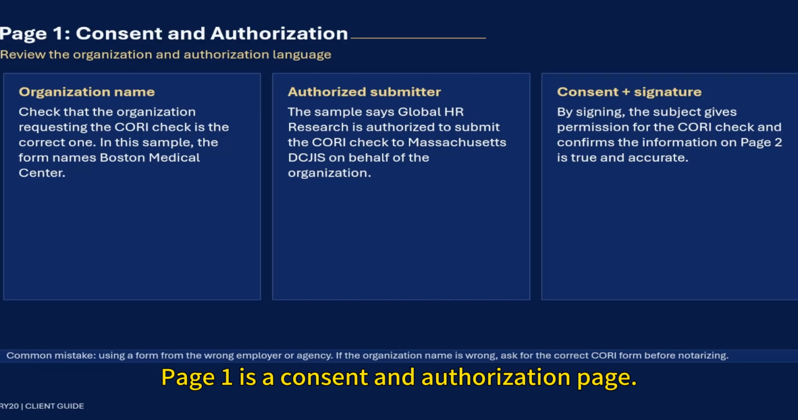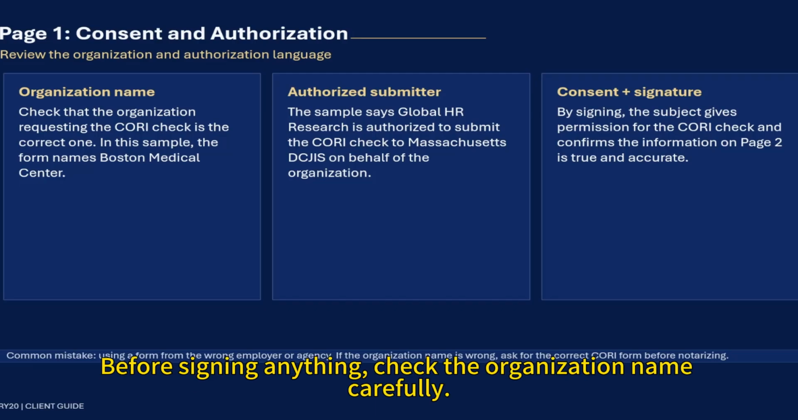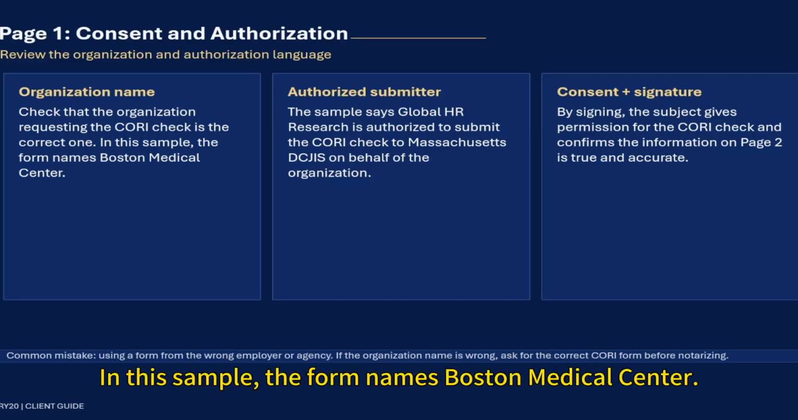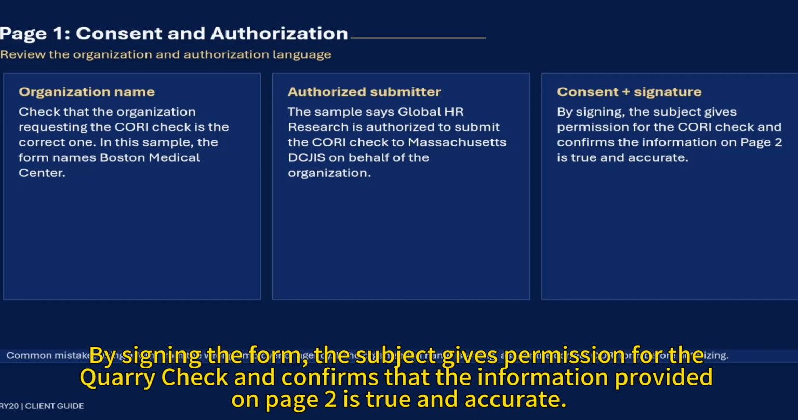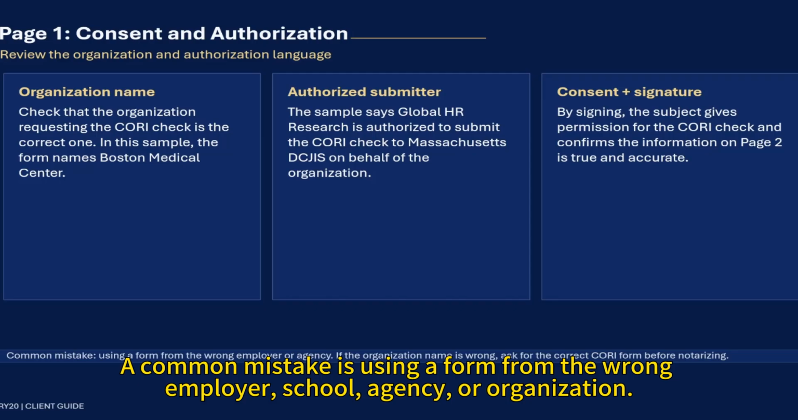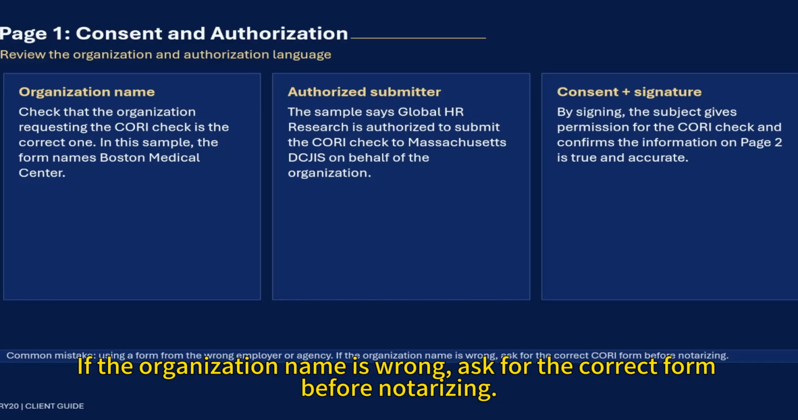Page 1 is a consent and authorization page. Before signing anything, check the organization name carefully. In this sample, the form names Boston Medical Center. The form also states that Global HR Research is authorized to submit the CORI check to the Massachusetts Department of Criminal Justice Information Services on behalf of the organization. By signing the form, the subject gives permission for the CORI check and confirms that the information provided on page 2 is true and accurate. A common mistake is using a form from the wrong employer, school, agency, or organization. If the organization name is wrong, ask for the correct form before notarizing.